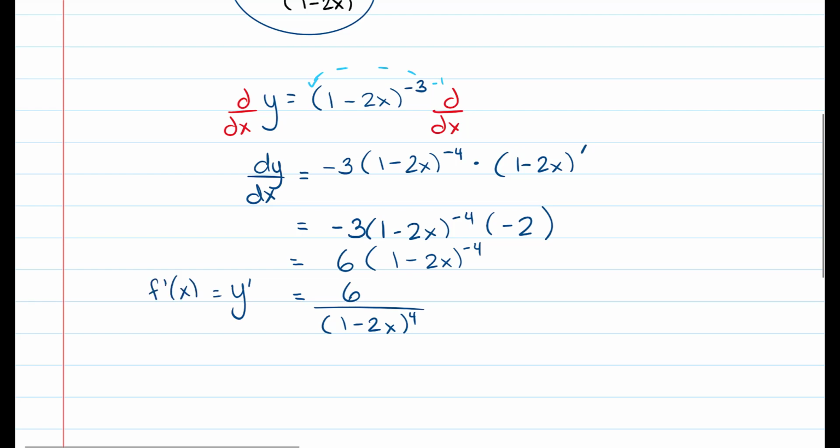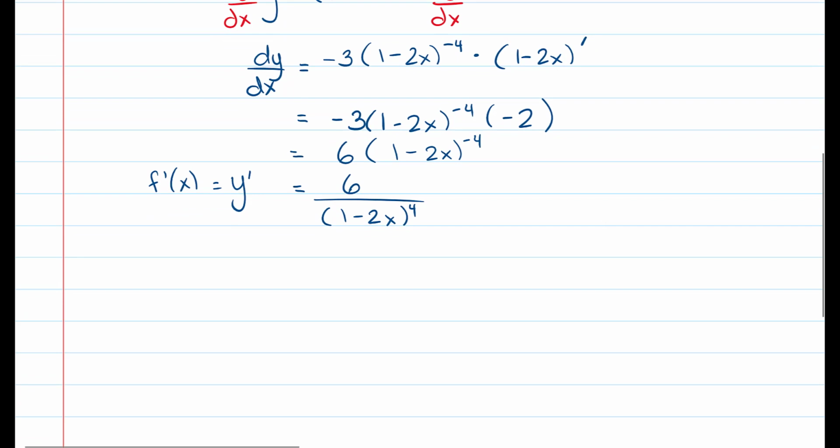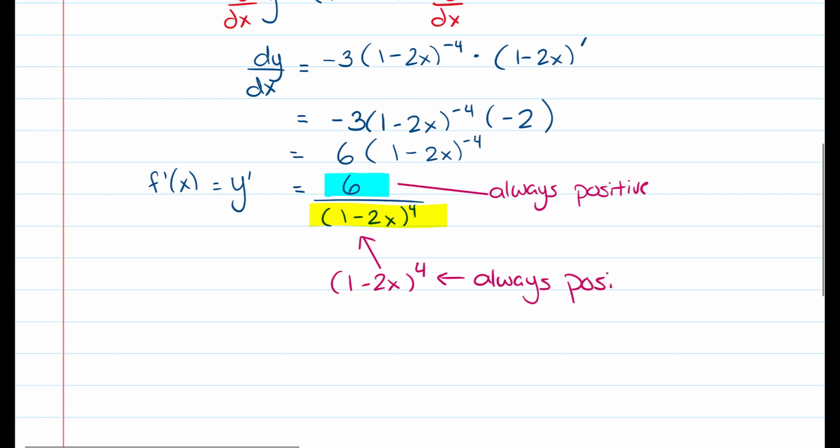So now what we need to do is determine why this slope is always positive. So let's first look at the numerator. We just have 6. Well, 6 is always positive. So now let's look at our denominator. Well, 1 minus 2x to the 4th is also always positive, because anything to an even power is always positive.